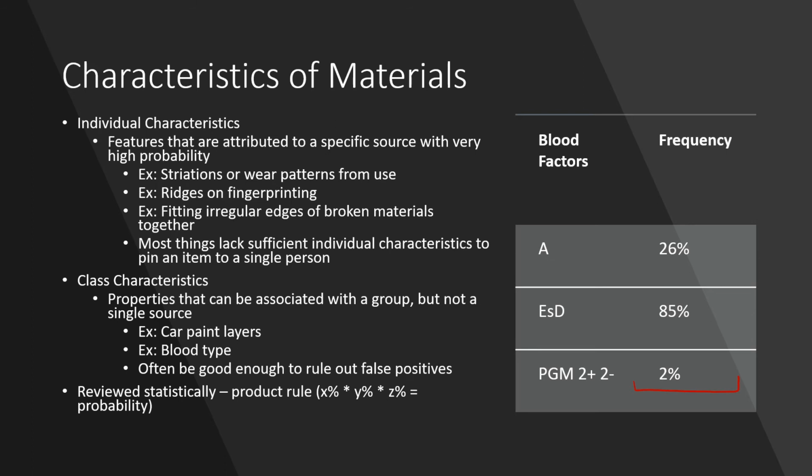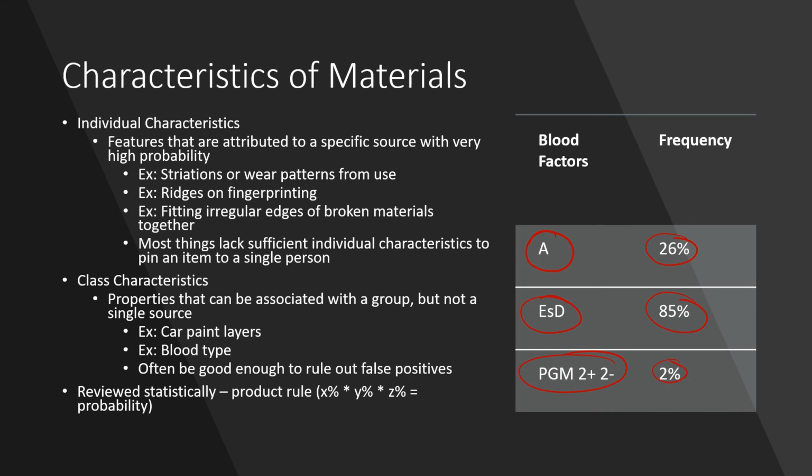So take, for example, somebody's blood factor. They have the genes for type A blood. About 26% of the population has that. So, okay, if that's all you were doing, then you could say there's a 1 in 4 chance that this person could have been the source of that blood. There's another gene, the ESD gene, of which 85% of the population has this gene, and a different gene called PGM2, where only 2% of the population has this gene.